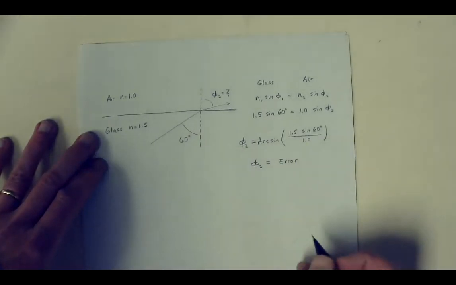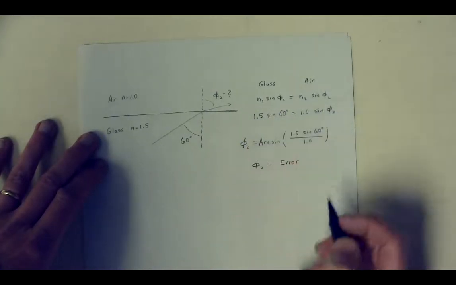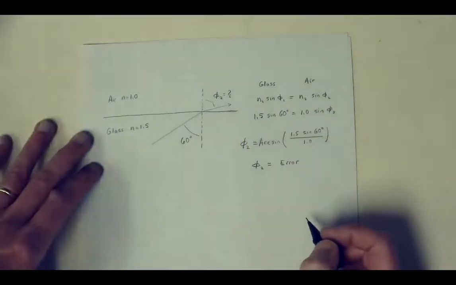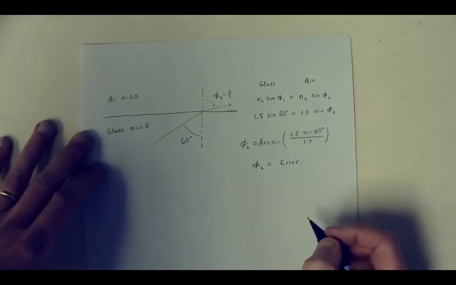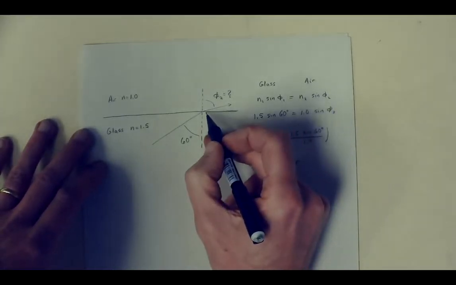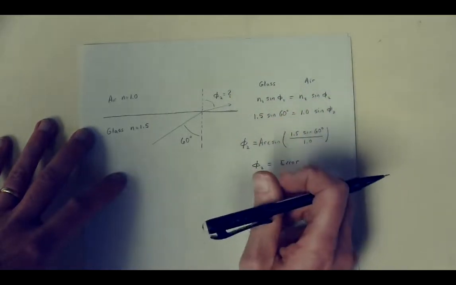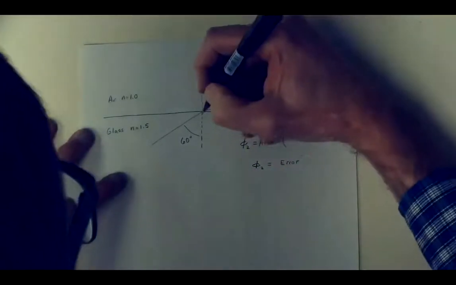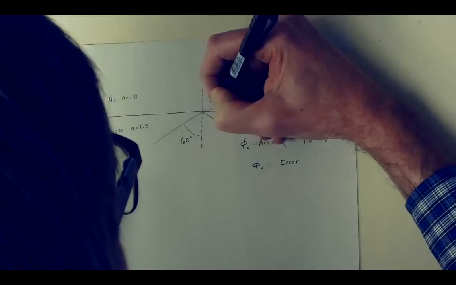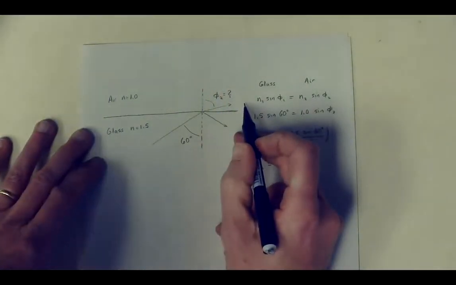There is no solution. There is no solution to this equation up here. There's no answer. It's like asking for the square root of -3 or something like that. There is no such answer. And what that means is that there simply is no ray on the outside. The light does not come out. It does reflect. You'll get a reflected ray down this direction, but there's no ray up in the air.